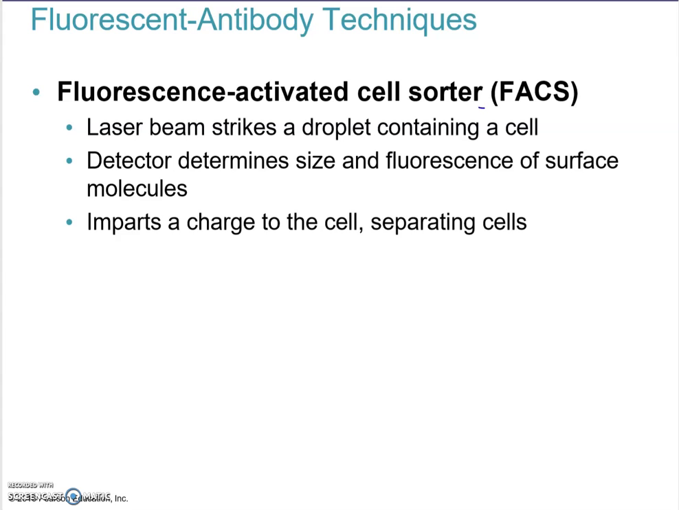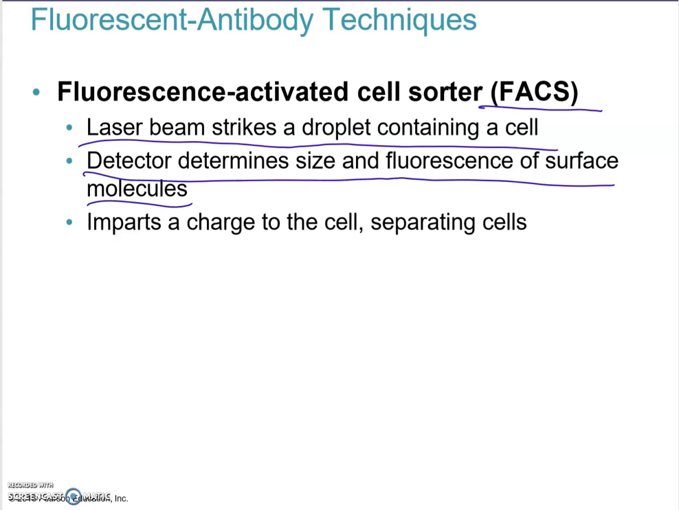Very popular these days are fluorescence activated cell sorters. That technique is abbreviated FACS, and it basically allows you to separate out cells in a sample. So a laser beam strikes a droplet containing cells, various cells, and then the detector determines size and fluorescence of the surface of the molecules. And in the end, you're basically separating out cells. And this is used a lot these days. This is very popular. Let's say you want to have a scattergram of different white blood cells from a patient, and you want to separate out all of these different white blood cells. You do a fluorescent label for different white blood cells, and then you separate them out with a FACS.